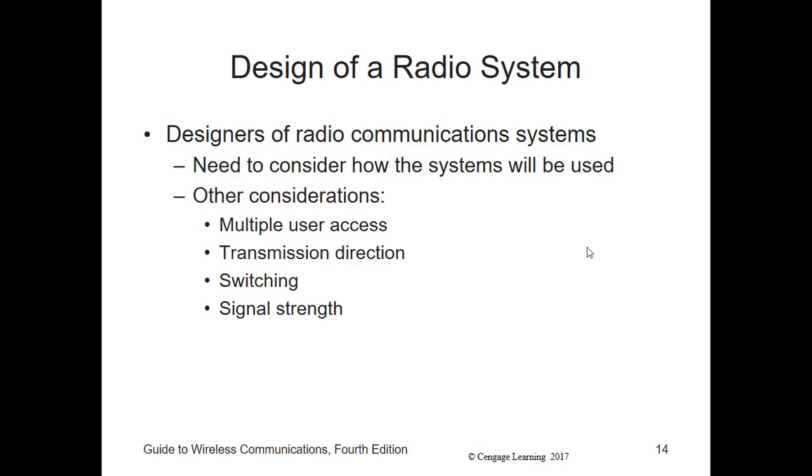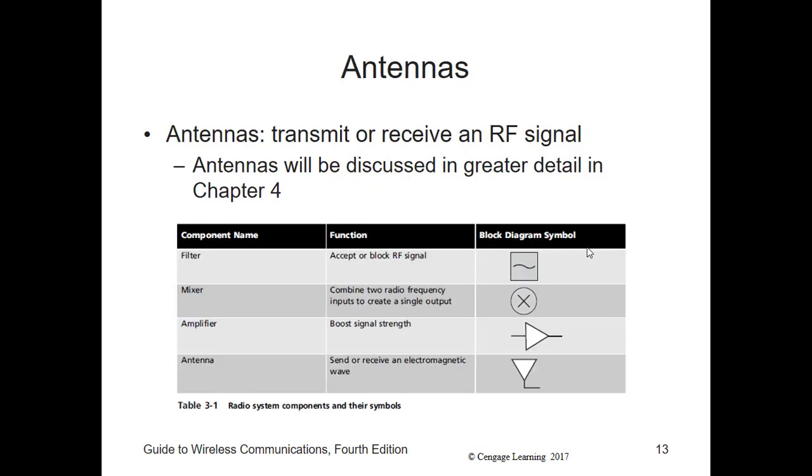Finally, for an RF signal to be transmitted or received using electromagnetic waves, the transmitter receiver has to go through an antenna, the symbol for which looks like an amplifier but pointing downward. There at the end, okay? Antennas, we're going to give an entire chapter dedicated specifically to antennas itself.